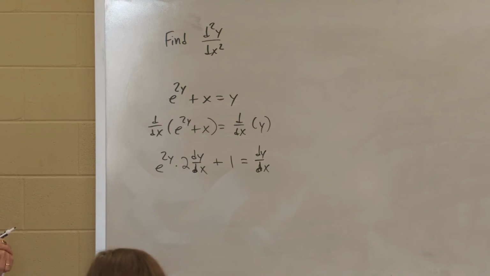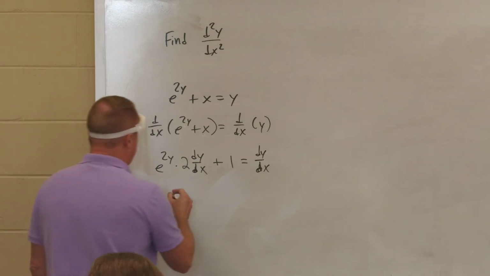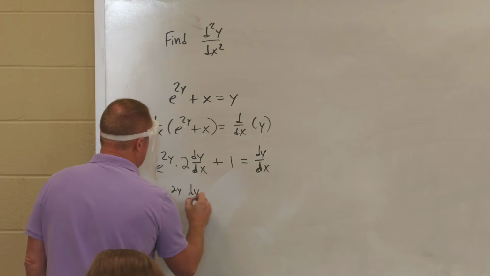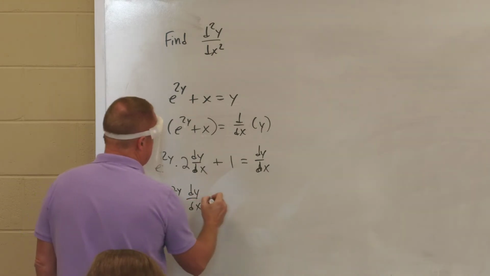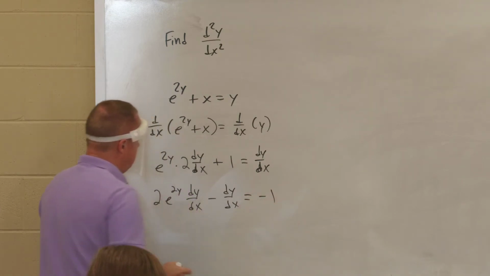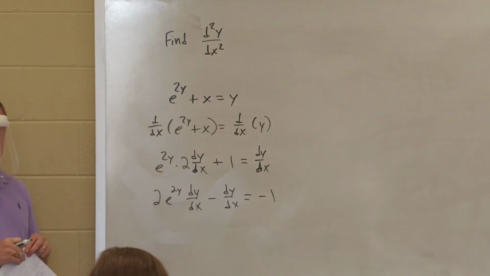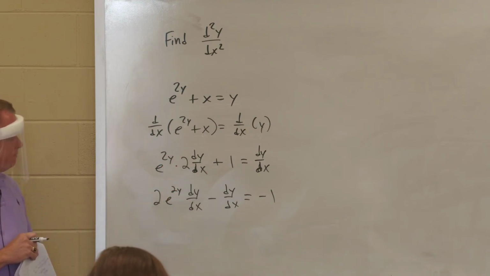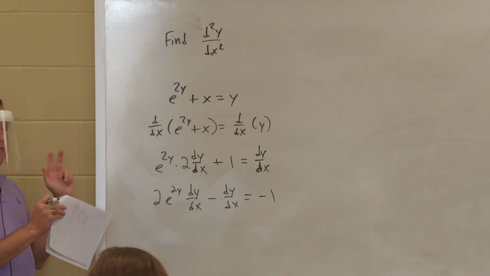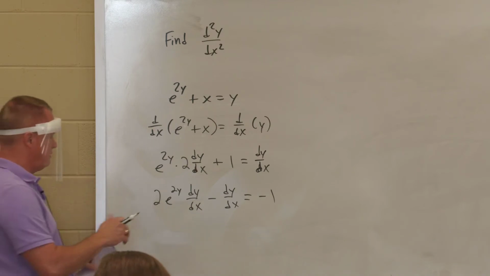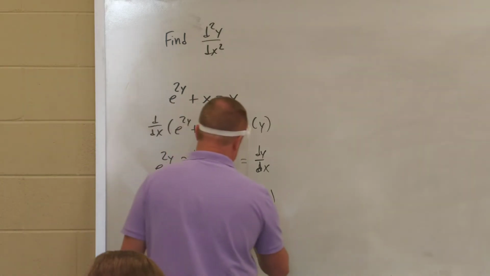Collect all of the dy/dx terms on one side and get everything else on the other. So I would have 2e to the 2y dy/dx minus dy/dx equals negative 1. So move the 1 over, move the dy/dx over, so all the dy/dx's are together. Now factor out the dy/dx. Let me go up here.